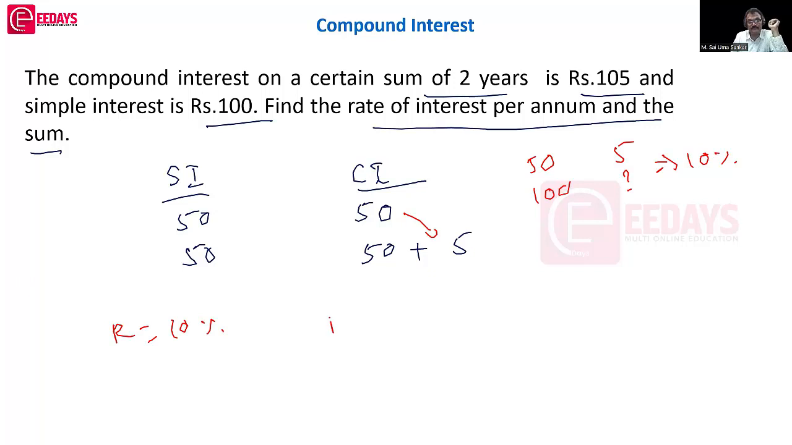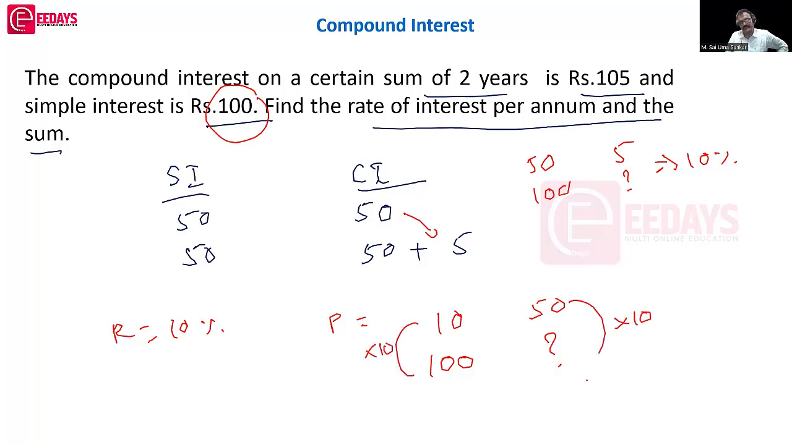Now what we require is the principal, the sum or principal, whatever it is. 10% of the amount is equal to 50. Why 50? This is 2 years interest, so 1 year is equal to 50. 100% of the amount is equal to how much? Into 10. So this is equal to 500, which is the required answer.